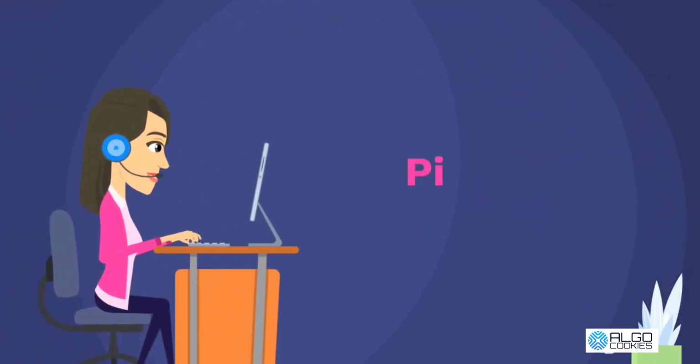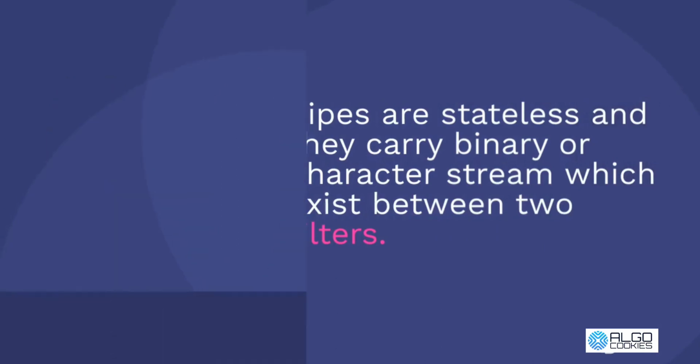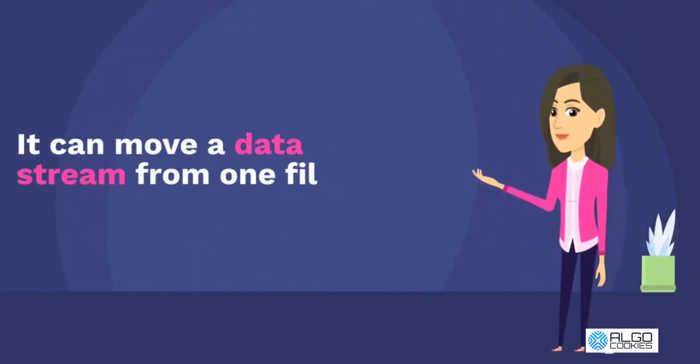Pipe. Pipes are stateless and they carry binary or character streams which exist between two filters. It can move a data stream from one filter to another.